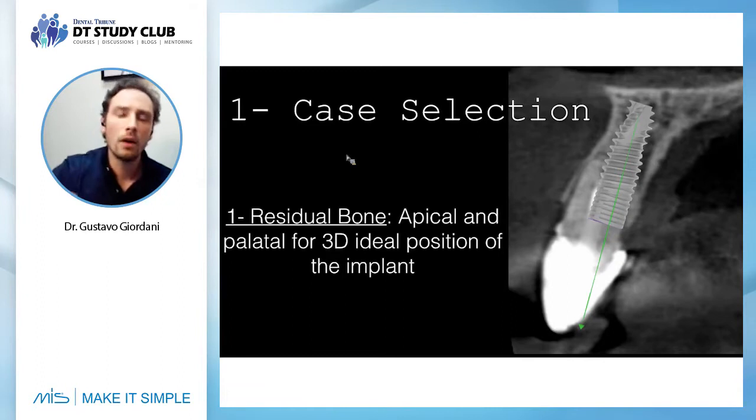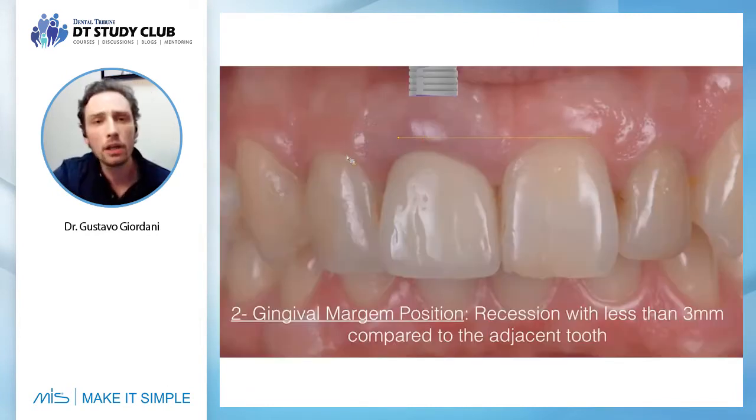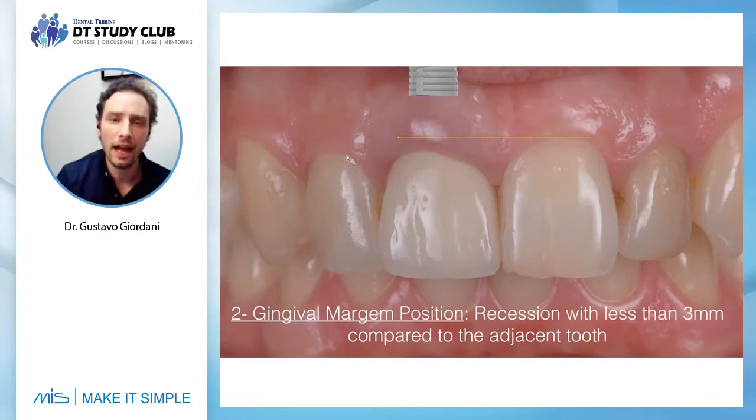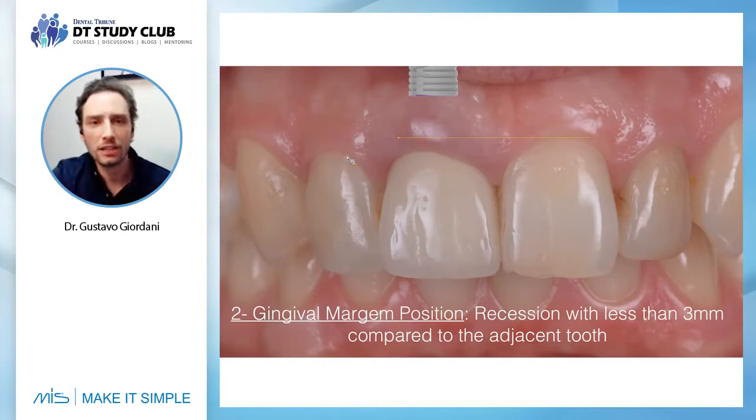I check now the palatal bone and also the apical bone. And if I check in the tomography and I have enough bone to place the implant in the correct 3D position, this is just the first important step in the case selection. Then I'm going to look at the soft tissue. So now if I have enough bone, I need to check the soft tissue and I cannot have a recession of more than 3 millimeters of the tooth that I'm going to extract compared with the adjacent tooth.